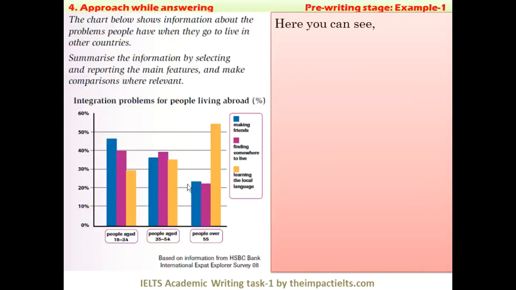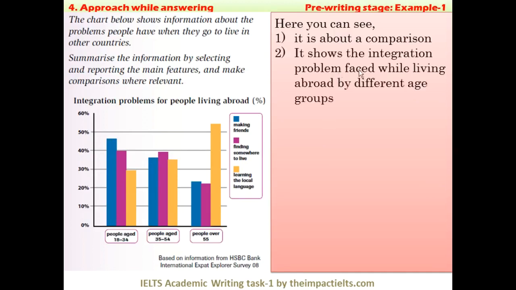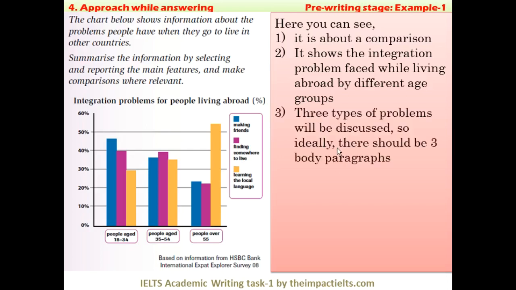So for example, this is my first question. What is the pre-writing stage here? Number one, it is about a comparison. They are comparing the problems according to age group, you can see, right? Secondly, it shows the integration problems faced while living abroad. These are the age groups who are facing different types of problems when they go abroad to live there, right? And then three types of problems will be discussed.